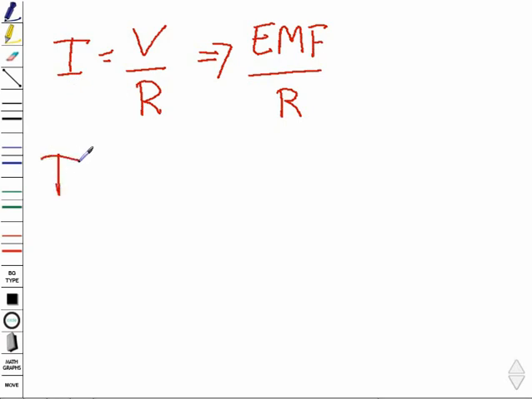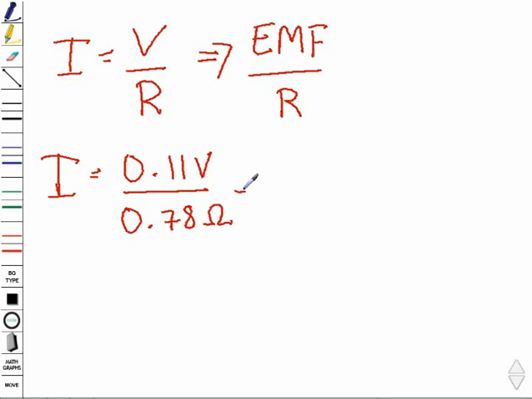So our current in the new piece of metal, again, we determined our induced EMF was 0.11 volts. We're going to divide by the new resistance, which was 0.78 ohms. And we find that the current within the new piece of metal is 0.14 amps. And again, using the fourth right-hand rule, we find that the current is counterclockwise.